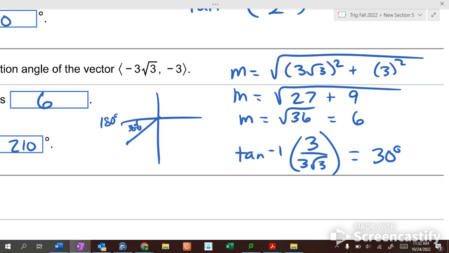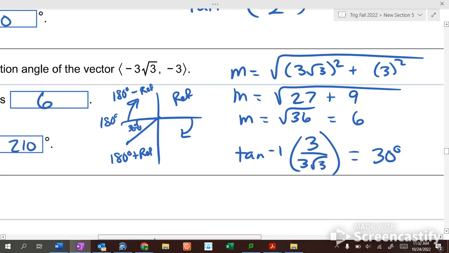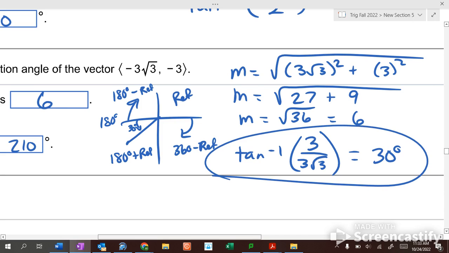Okay? You got to know what quadrant you are at and what your reference angle is. If you're up here, you take 180 degrees minus your reference angle. If you're down here, you take 180 degrees plus your reference angle. This one is whatever you get on your calculator, whatever your reference angle is. And then this one, if you're here, you would go 360 minus your reference angle. Okay? And you get your reference angle by taking the inverse tangent of y over x.